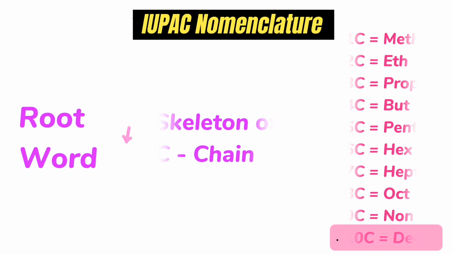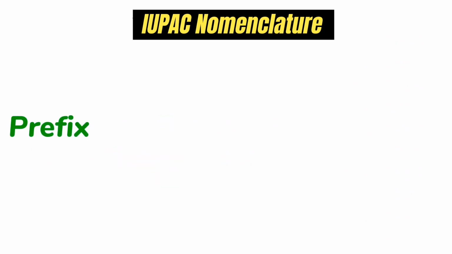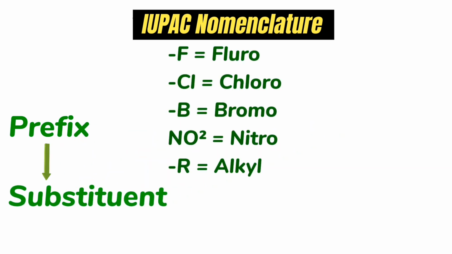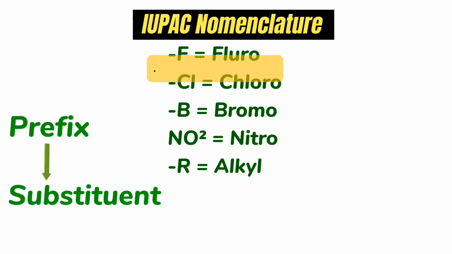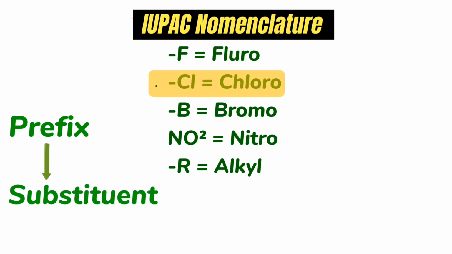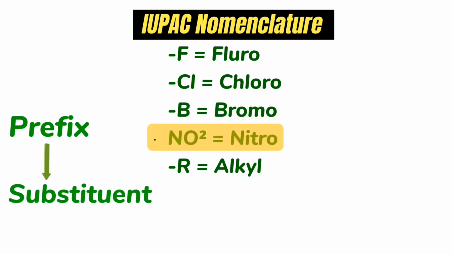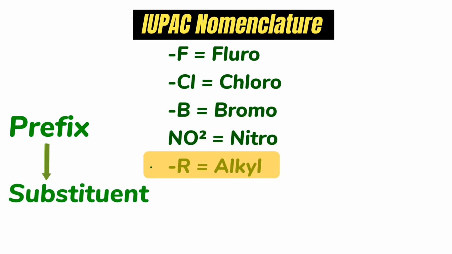Secondly, prefix. It comes before the root word and describes the branched chain or substituent attached to the parent chain. For example, if fluorine is attached, the prefix is fluoro. For chlorine, the prefix is chloro. For bromine, bromo. For NO2, the prefix is nitro. And for R, the prefix is alkyl.